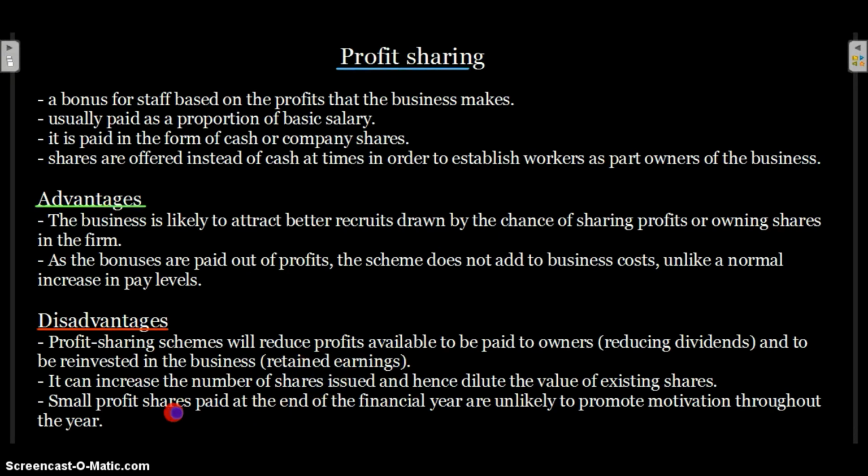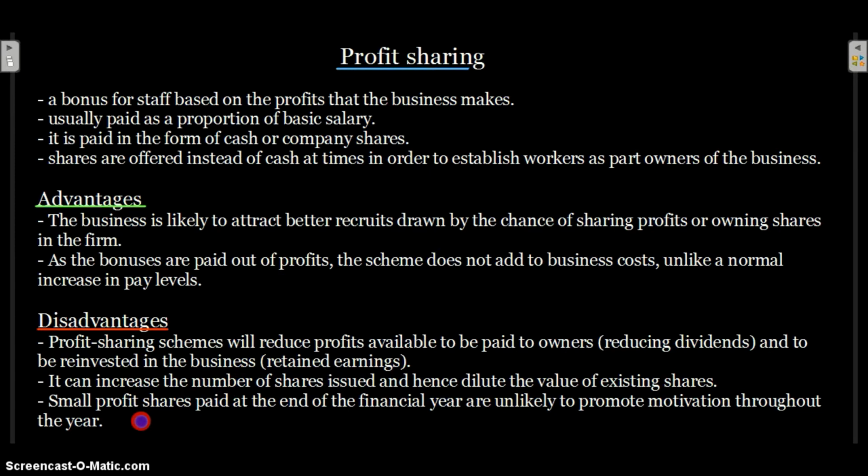Moving on, we have small profit shares paid at the end of the financial year are unlikely to promote motivation throughout the year. So if you know that at the end of a year you can have some small profit shares or ownership, it won't be enough to motivate you throughout the year. Maybe some part of the year you are more motivated compared to the rest, but overall you won't have motivation throughout the year just because of some small profit shares.